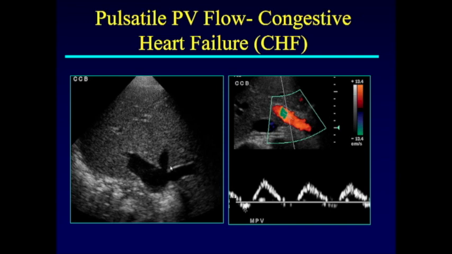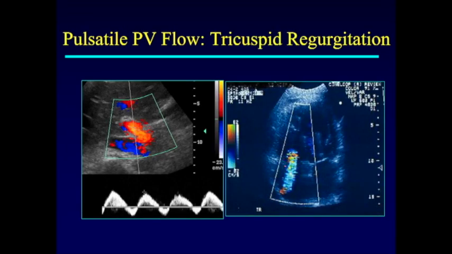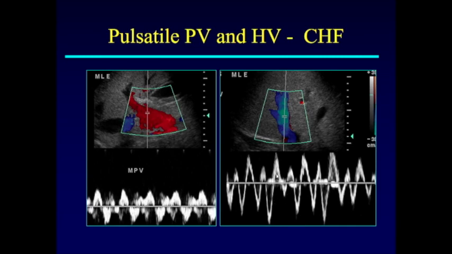Here, however, you see a patient where here's the portal vein. It's big. It has very marked pulsatility to its flow. And this was a patient with congestive heart failure. You can also see this on the venous side. You see marked dilatation of the hepatic veins. Here's another patient with very pulsatile portal venous flow, and you can see this patient has tricuspid regurgitation. Sometimes you see pulsatile flow in both the portal vein, as here, and also the hepatic veins. And this is, again, patients who have congestive heart failure who exhibit this pattern.